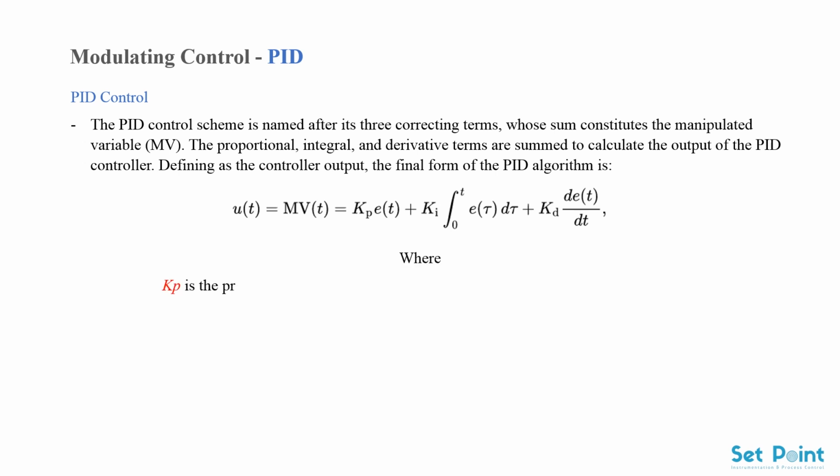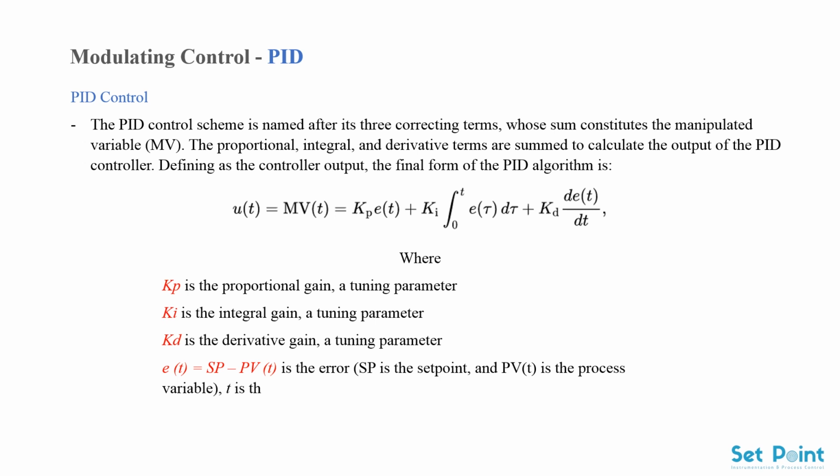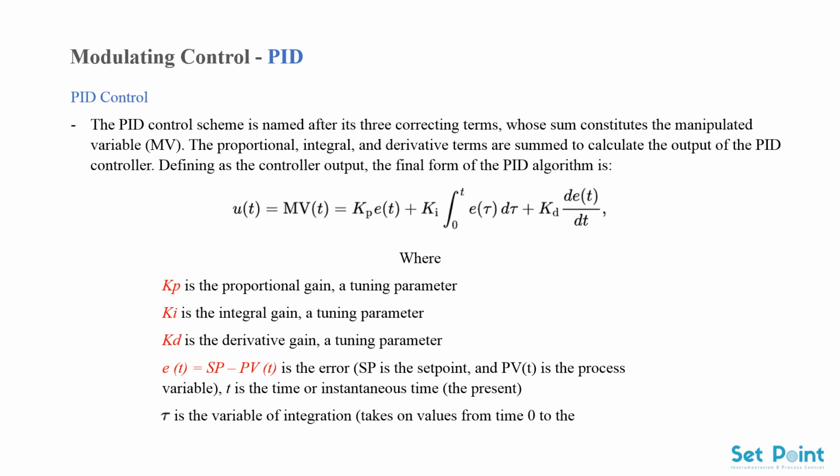where Kp is the proportional gain, a tuning parameter. Ki is the integral gain, a tuning parameter. Kd is the derivative gain, a tuning parameter. e(t) equals SP minus PV(t), e(t) is the error, SP is the set point, and PV(t) is the process variable. t is the time or instantaneous time, the present. Tau is the variable of integration, which takes on values from time 0 to the present t.